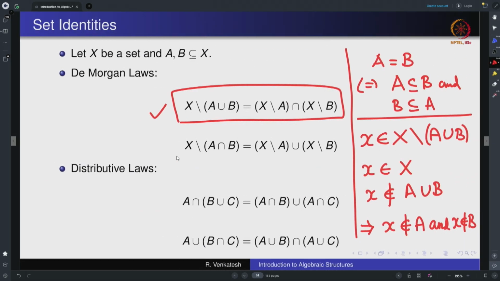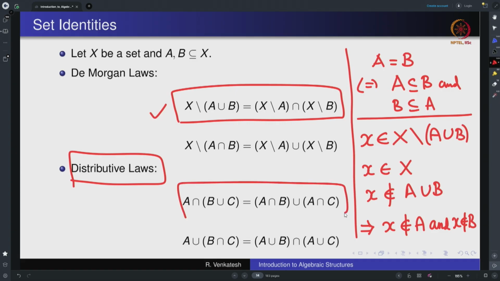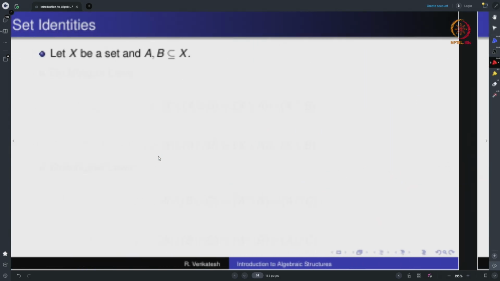Now, let us look at the distributive laws. Again, I am going to just prove this very first law, A intersection B union C is the same as A intersection B union A intersection C, and the second law I will leave as an exercise. So, you take this as an exercise and this as an exercise. Okay. So, what is the meaning of this? Let us write it down.